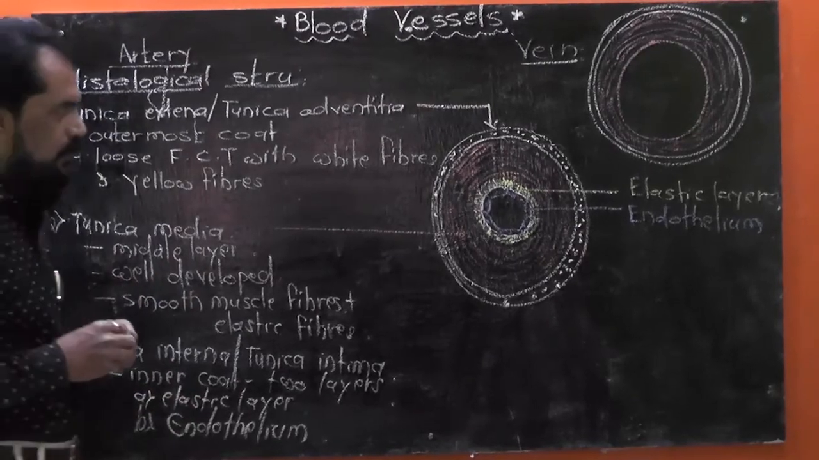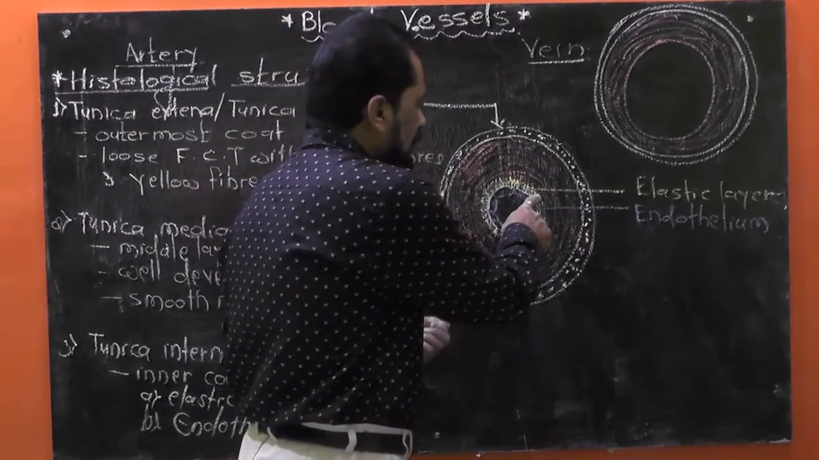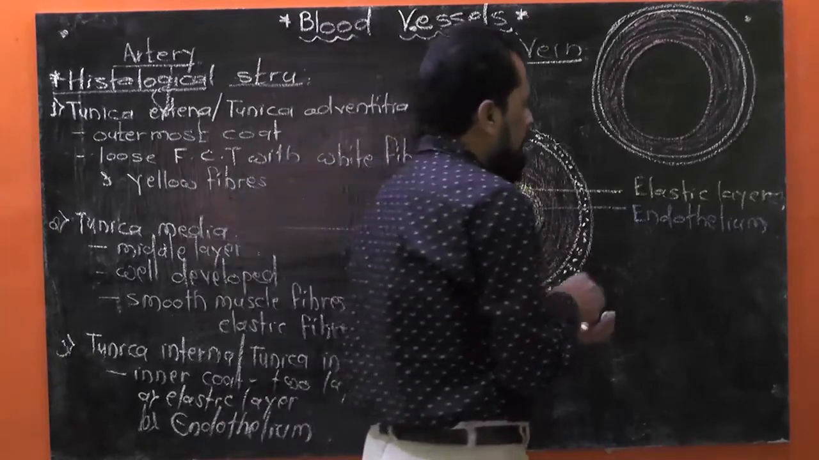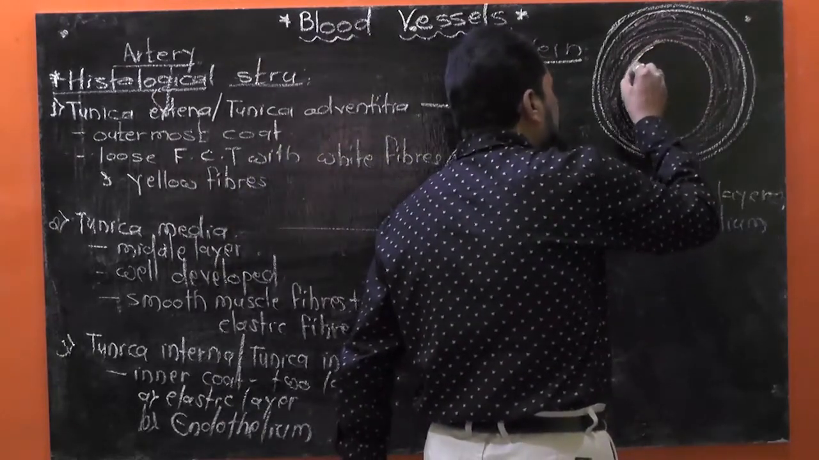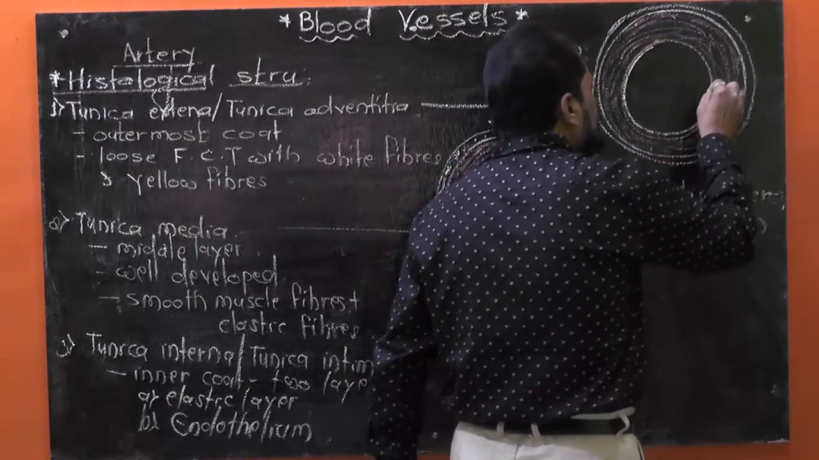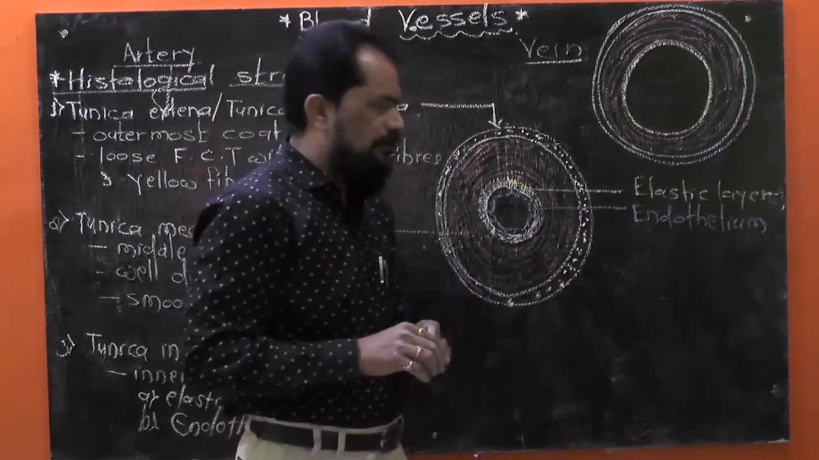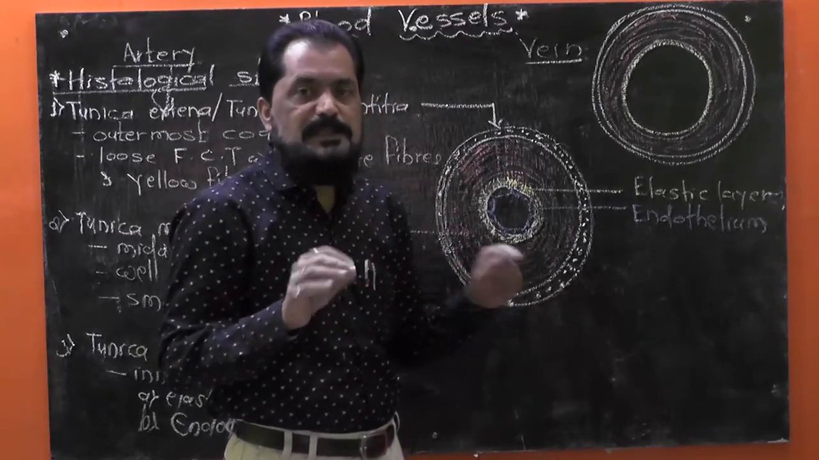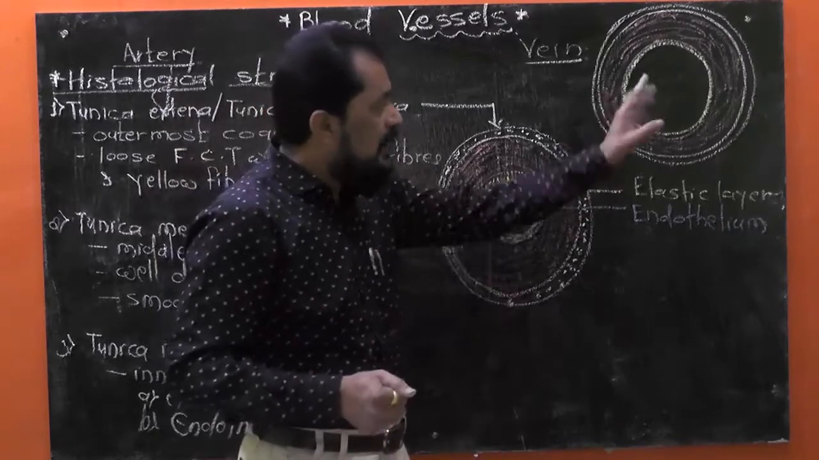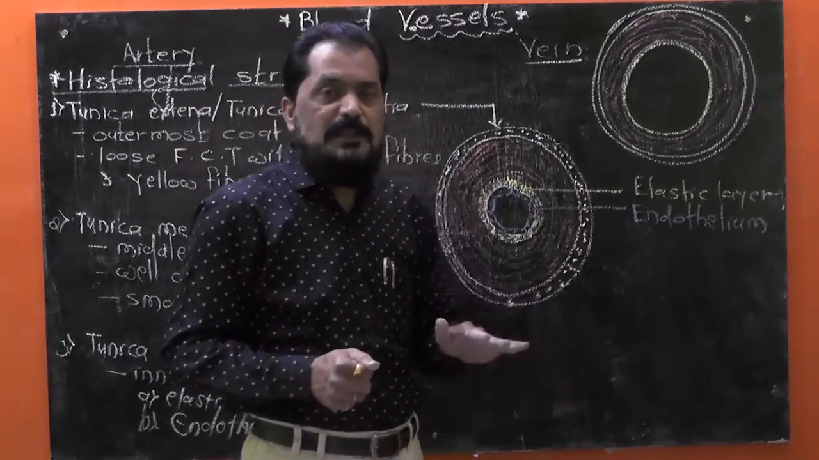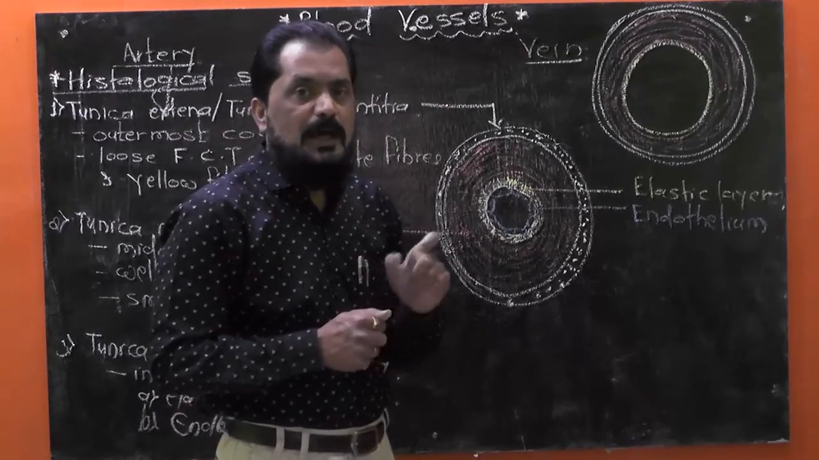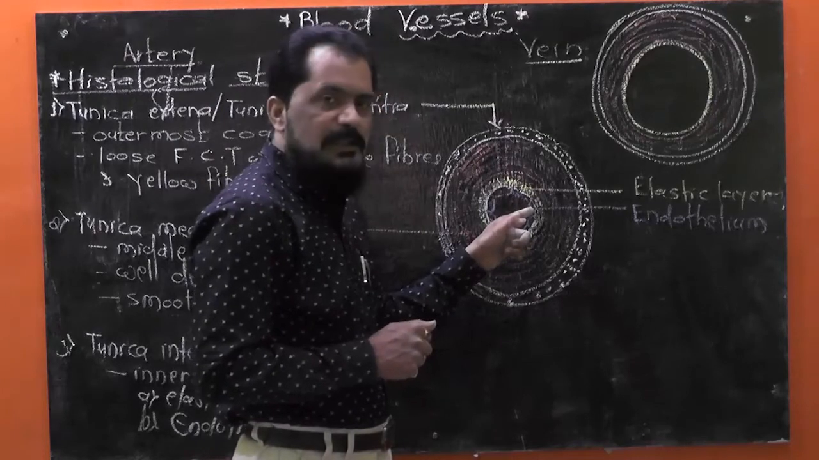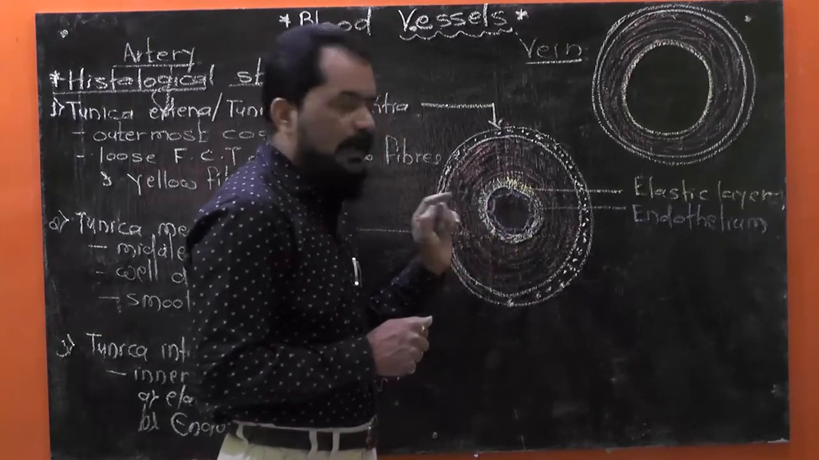Here also a slight difference is seen. This elastic layer in arteries is quite thick, well developed, but in case of veins the elastic layer is comparatively thinner, and the endothelium is again made up of flat, thin, squamous epithelial cells, but comparatively in veins those squamous epithelial cells, endothelial cells, are slightly less elongated than the endothelial cells which form the lining of artery.